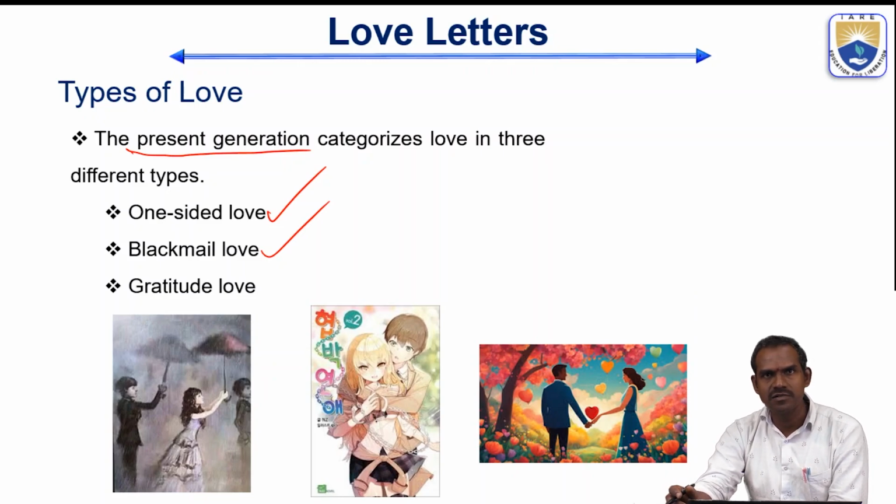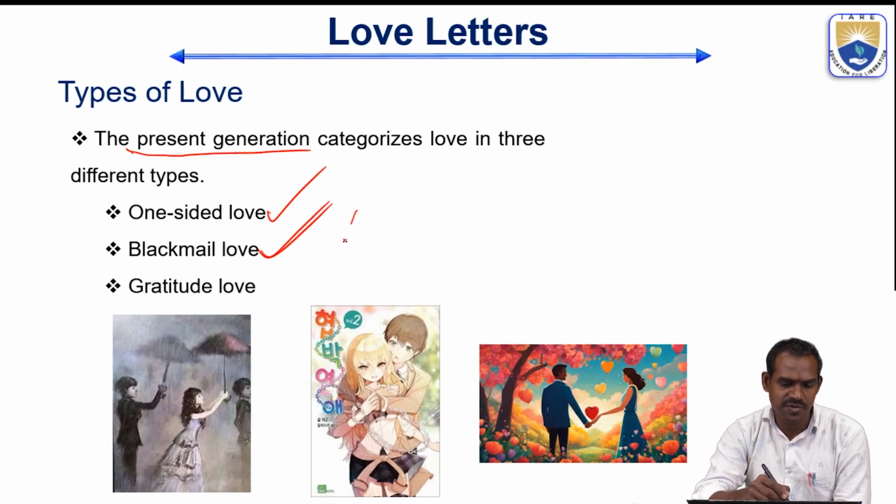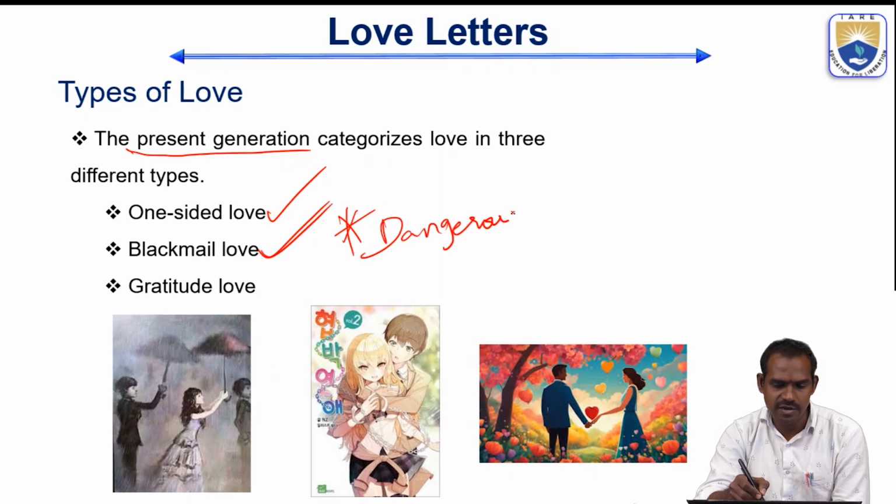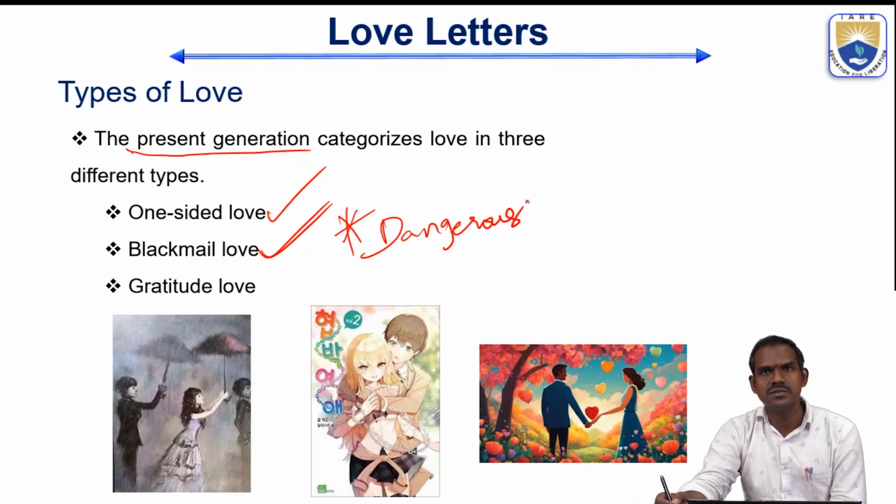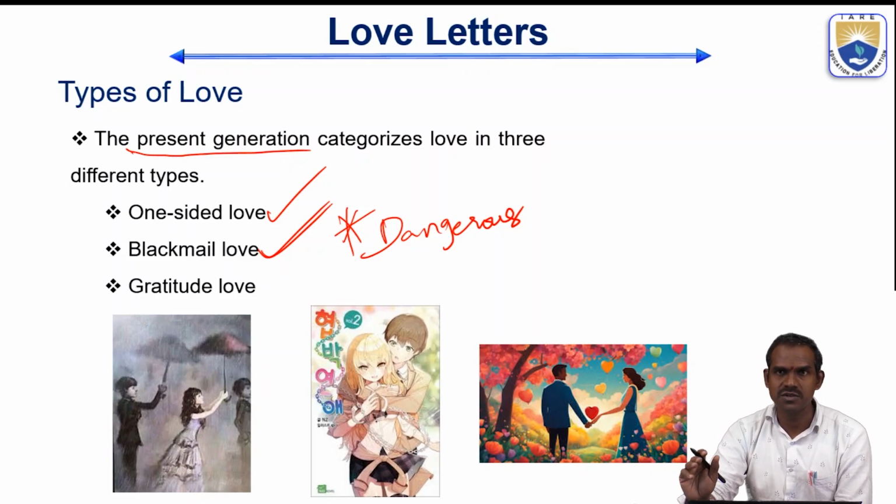But in blackmail love, which is one-sided love but forceful, one gender forces the other gender to love. Okay, so this is a very dangerous form of love. Very dangerous. Which one? Blackmail love. Because there will not be willingness from both sides. There is willingness from only one side. Then gender equality is not there. There is no gender equality in that case. Okay. So we are studying gender sensitization. Gender equality must be there.